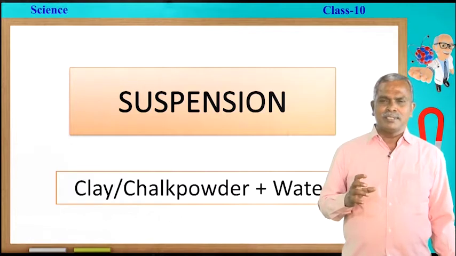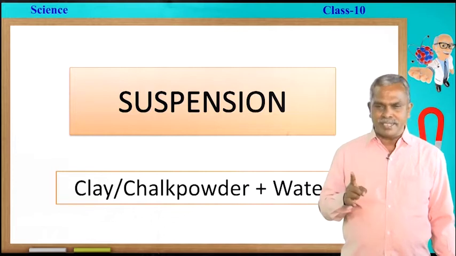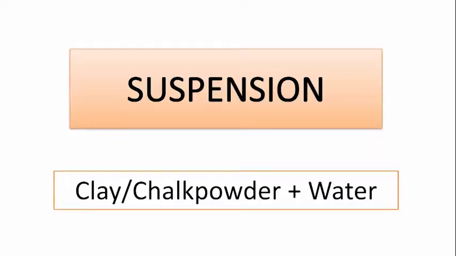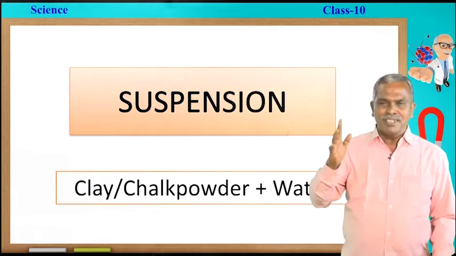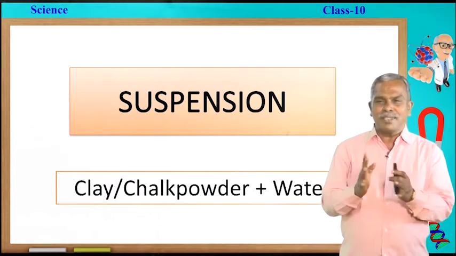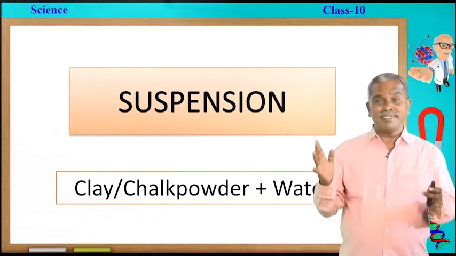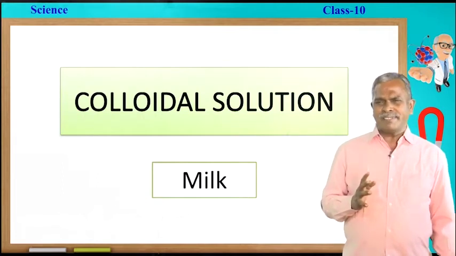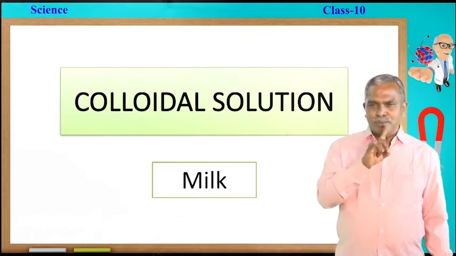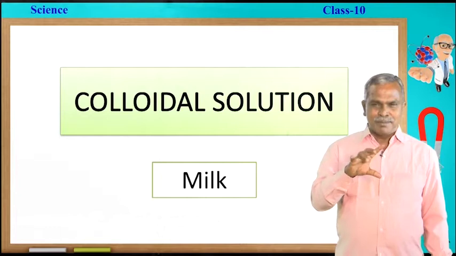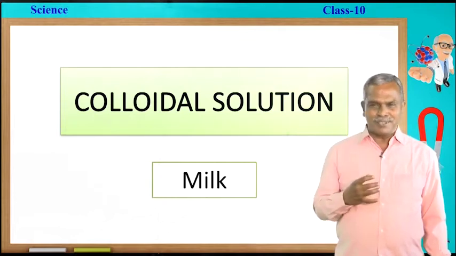Next, suspension. As the name itself indicates, something is going to be suspended without dissolving completely. You take clay or chalk powder and mix it with water, it is going to dissolve, but partially, leaving some components suspended in the upper strata. Hence, this kind of solution is called a suspension. Next, colloidal solution. The property of the colloidal solution is in between the solution and the suspension. Mainly, we have milk as a very good illustration for this colloidal solution.